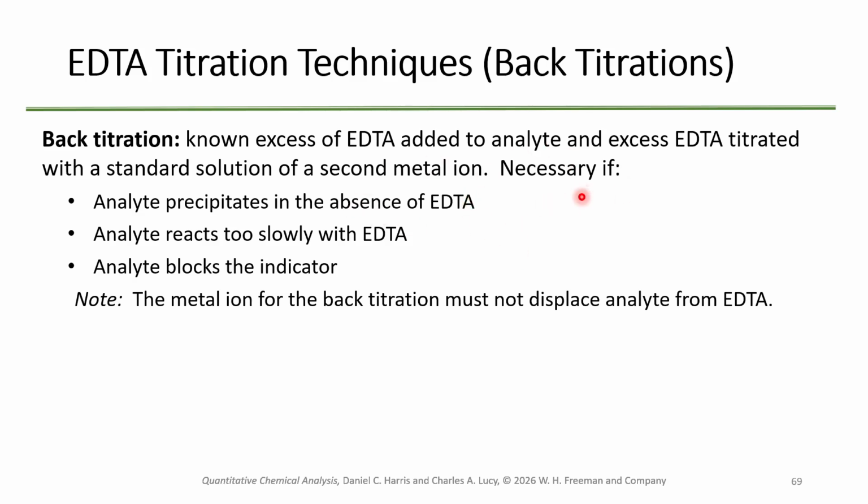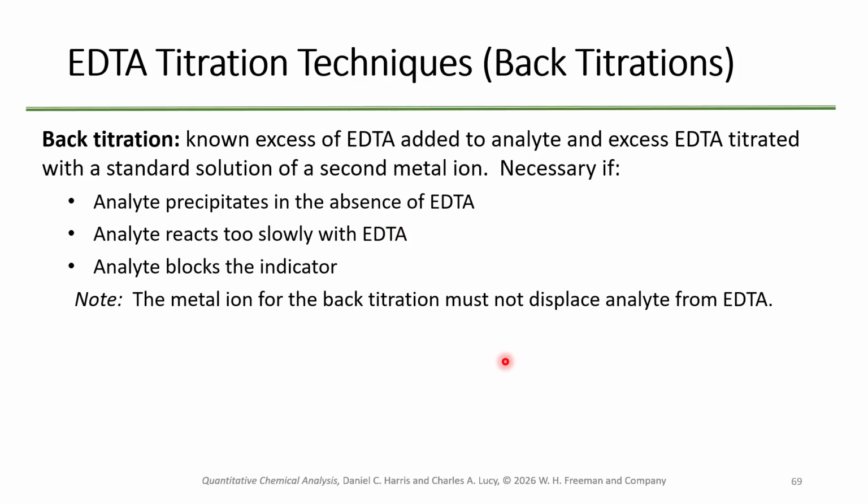This can be necessary for several reasons. Your analyte precipitates in the absence of EDTA, and so you can get away without using a secondary complexing agent by just complexing everything with EDTA and then seeing how much excess EDTA you have. Okay? The analyte reacts too slowly with EDTA, and so if it reacts very slowly, you can set it up, do the reaction with all the EDTA you're going to use, and then use a metal that will quickly bind to the EDTA to back titrate it.